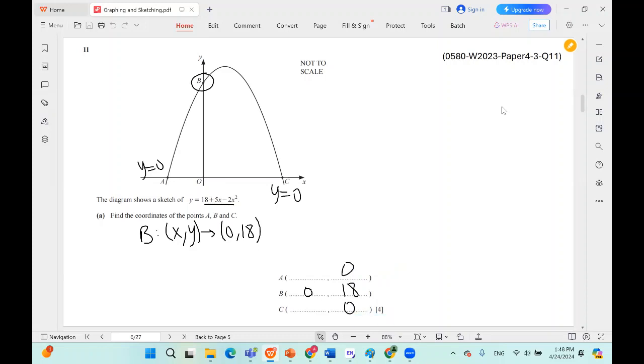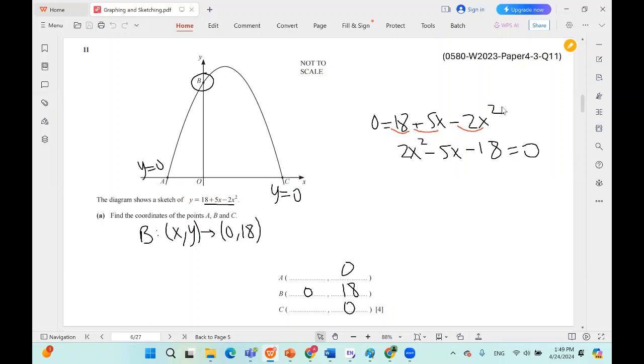So 0 equals 18. Let me write this down. So 0 equals 18 plus 5x minus 2x squared. We can change the signs. So we get 2x squared minus 5x minus 18 equals 0. I just multiplied by negative 1. So this is positive, this is negative, this is negative.